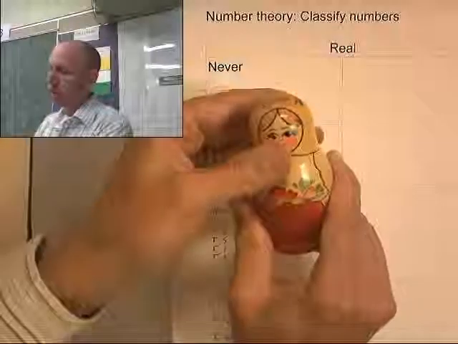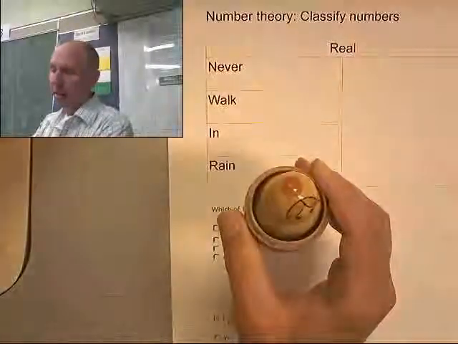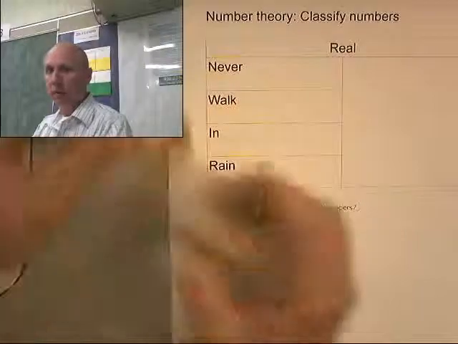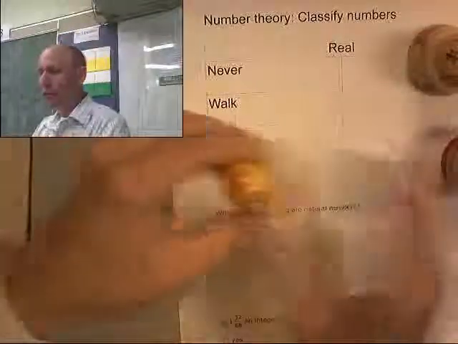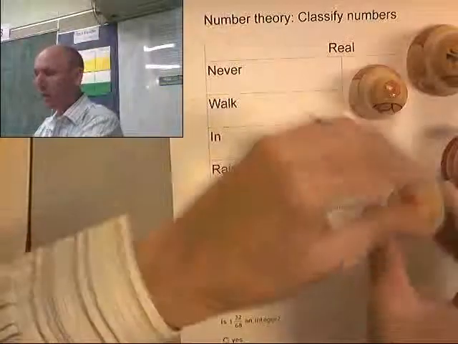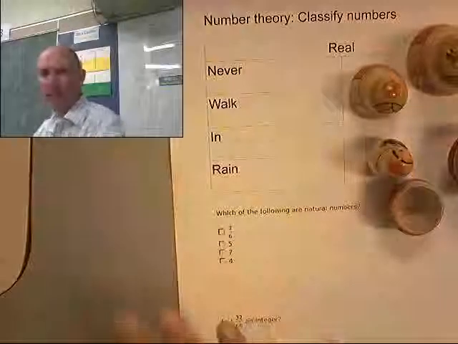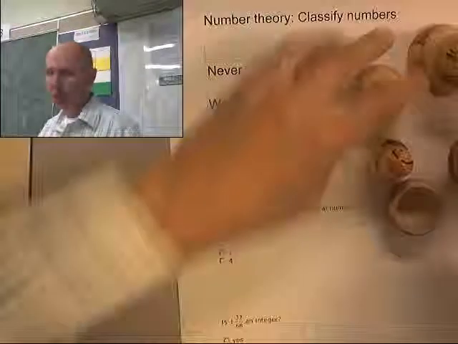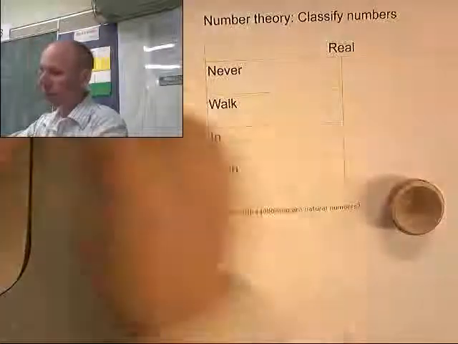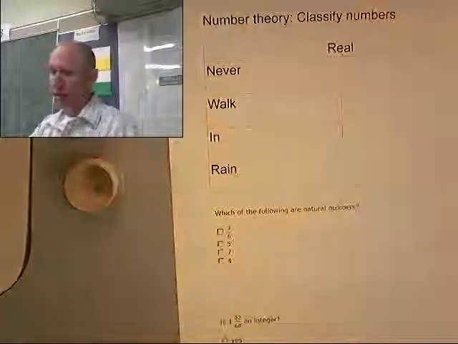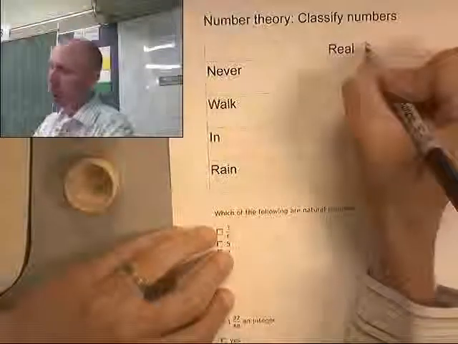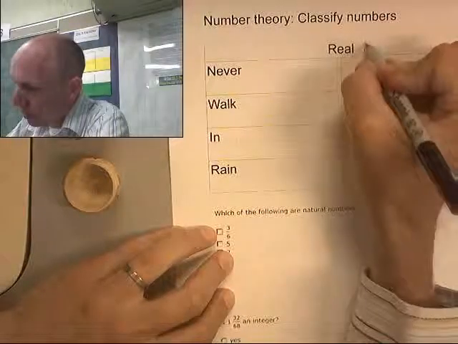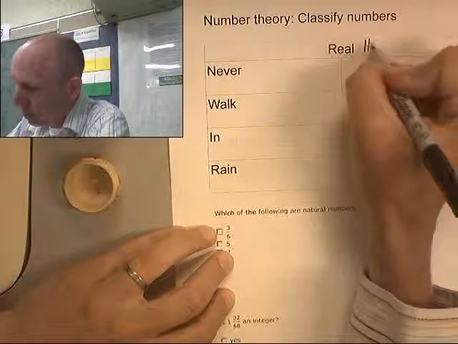And why I have a little doll is that we're going to find out that the numbers are actually inside of different numbers. These numbers fit into different groups, and they all kind of fit inside of each other. So let's take a look at this. Here we go. Never walk in rain. These are all real numbers that we're talking about today. Real numbers.